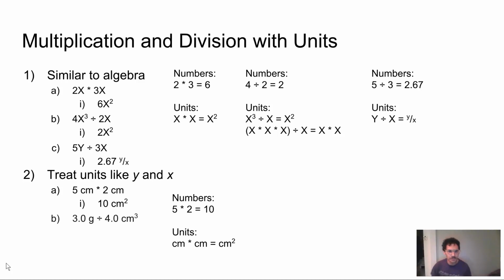All right, well, let's look at another problem. Why don't you pause the video and give this one a try? Well, what's the answer to this? It's 0.75 grams per centimeters cubed. Yes, indeed. Let's look through that. So the numbers, pretty straightforward. 3 divided by 4 is going to give me that 0.75.